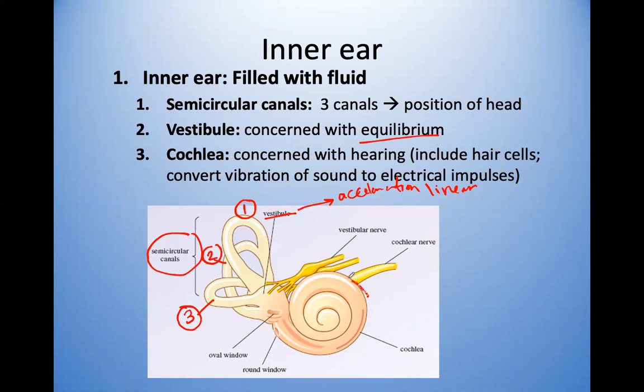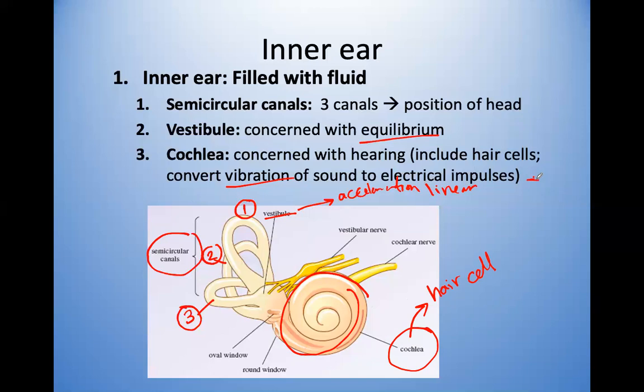The last part of the ear is the shell of your snail. This is called the cochlea. The cochlea is extremely important in terms of your hearing. The part of the ear that gives you the ability to hear is made of specific cells called hair cells. What is the job of these hair cells? They take the vibration of the sound and convert it to electrical impulses.